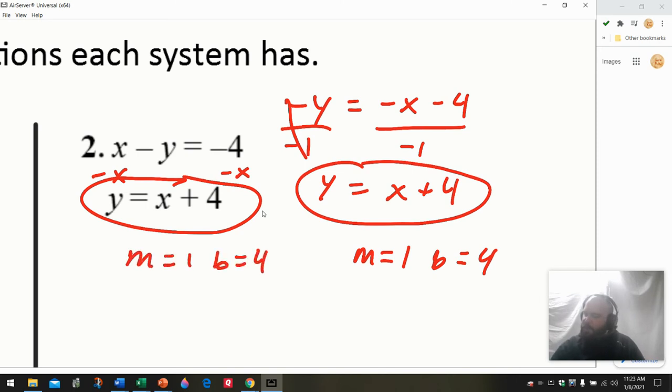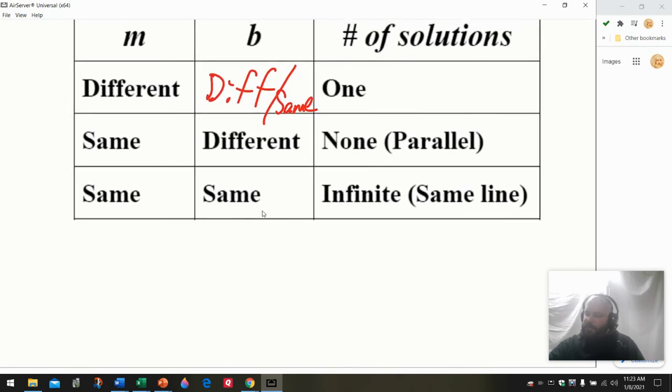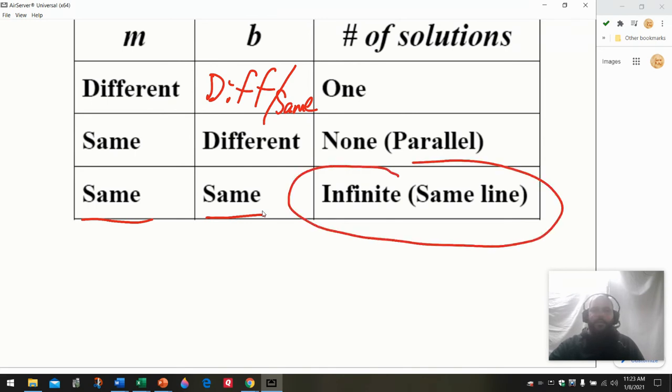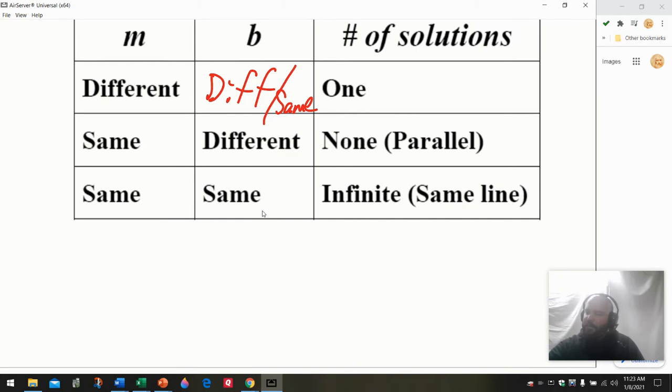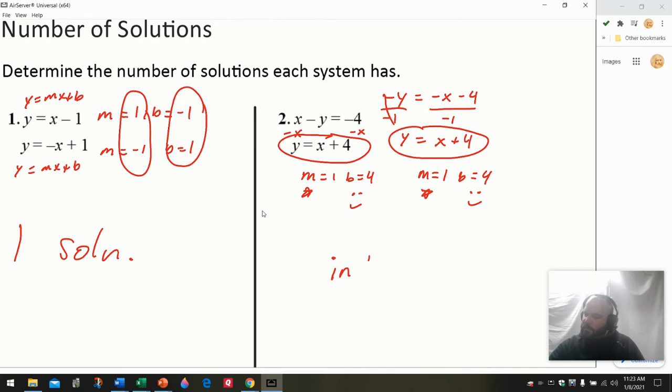So you can see both the slopes and the y-intercepts are the same. So I don't even know if we need to look at the table for this, but we will. If the slope is the same and the y-intercept is the same, it means we have an infinite number of solutions because it is the same line. So there you go. That is infinite number of solutions.